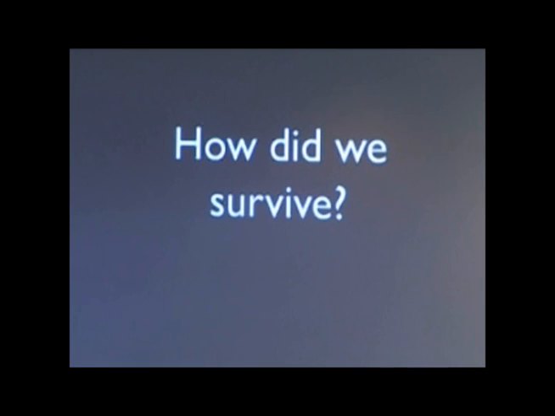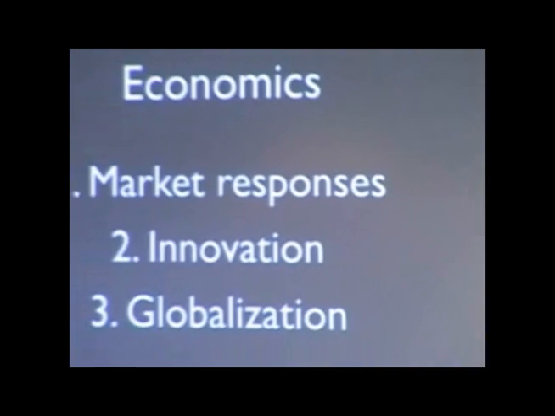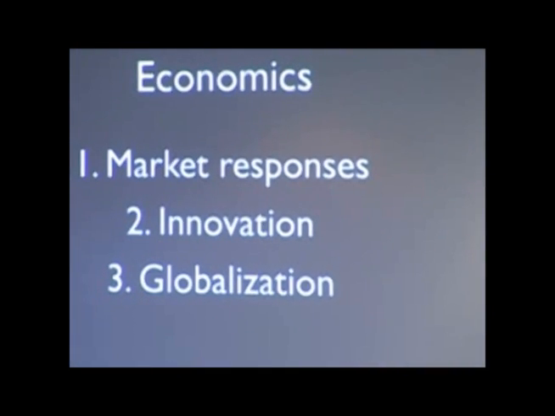Now, let me try to very quickly talk about how we survived, assuming you're willing to accept the premise that we did survive, which I'll hopefully have time to talk about a little bit at the end. I want to emphasize three things under economics and then three things under what's sort of arbitrarily classified as demography. Under economics: market responses, innovation, and globalization.